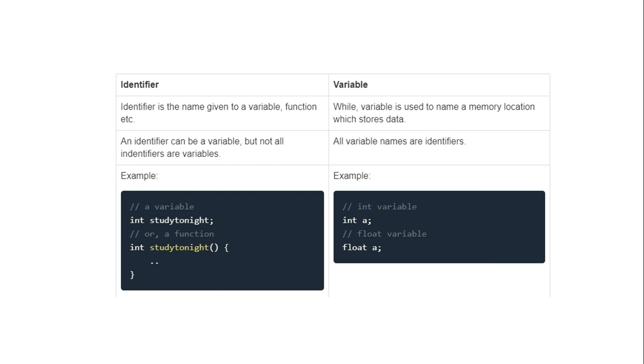Both are the same functionality, the identifier and the variable. So this is the main difference. And all variables are identifiers, but all identifiers are not variables. For example, int study_tonight is an identifier as well as a variable, but int study_tonight open bracket close bracket is not a variable, it is a function. So it represents only the identifier, right? So this is the main difference between identifier and variable. Thank you.